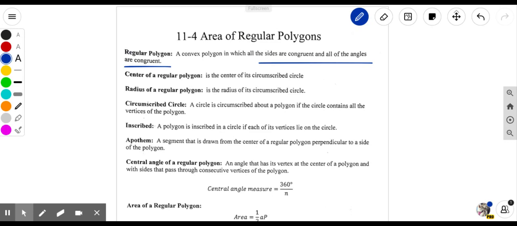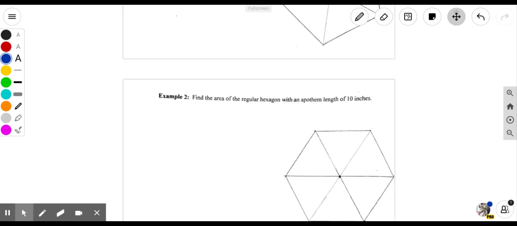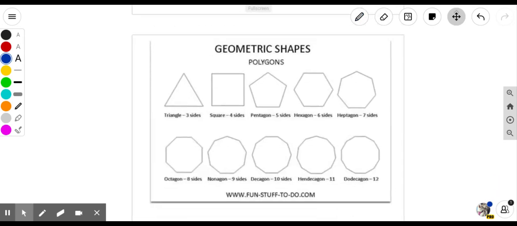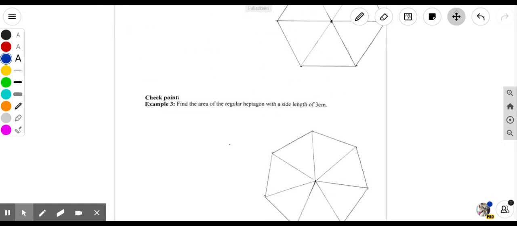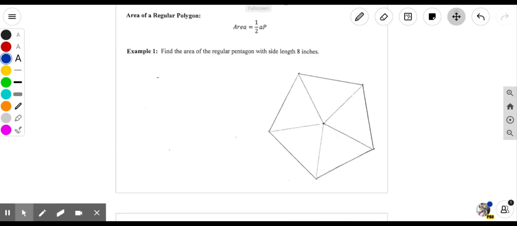There actually is a list at the end here. I'll show you the names of regular polygons, just in case you don't know them. I will attach this on Classroom too, but pentagon, hexagon, heptagon, and so on. Now, these are the names of just any particular shape with that many sides, but we're going to be focusing on ones that are regular. So all the sides and all the angles are the same. And these pictures here are examples of the regular versions of them. Okay, so that's what a regular polygon is.